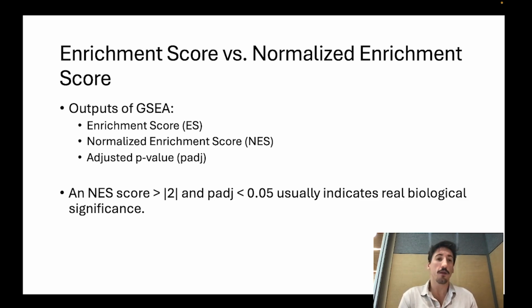What our lab typically does is that any pathway that has an NES score greater than 2 or less than -2 and has an adjusted p-value of less than 0.05 usually indicates something that's really biologically significant. So you may be wondering, where do you get these predefined gene set lists? Well, that's what we'll be doing next.